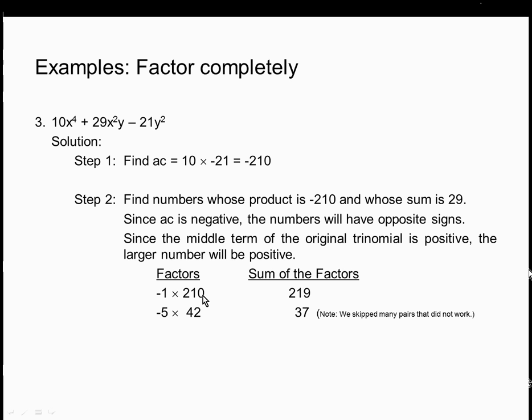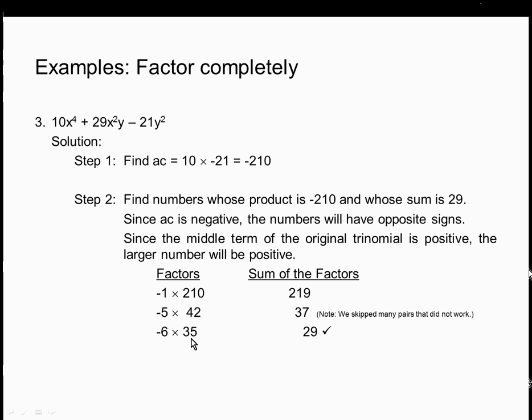Okay, I've skipped a whole bunch. I didn't know 5, so I tried dividing by 5. Negative 5 times 42, I get 37. I'm a lot closer. Let's see. 6 can go into 210. So negative 6 times 35, it adds up to be 29. Now again, that should be 209 right there, not 219. So I'll use negative 6 times 35 to split the middle term.